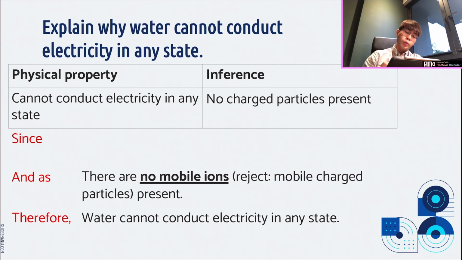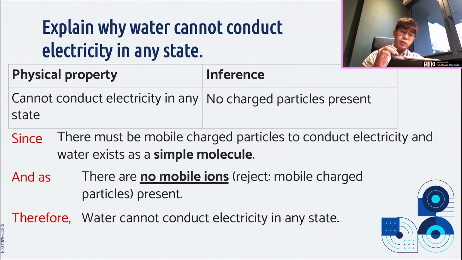And why are there no mobile ions present? So you say, since there must be mobile charged particles present to conduct electricity, and water exists as a simple molecule, and as there are no mobile ions present, therefore water cannot conduct electricity in any state.